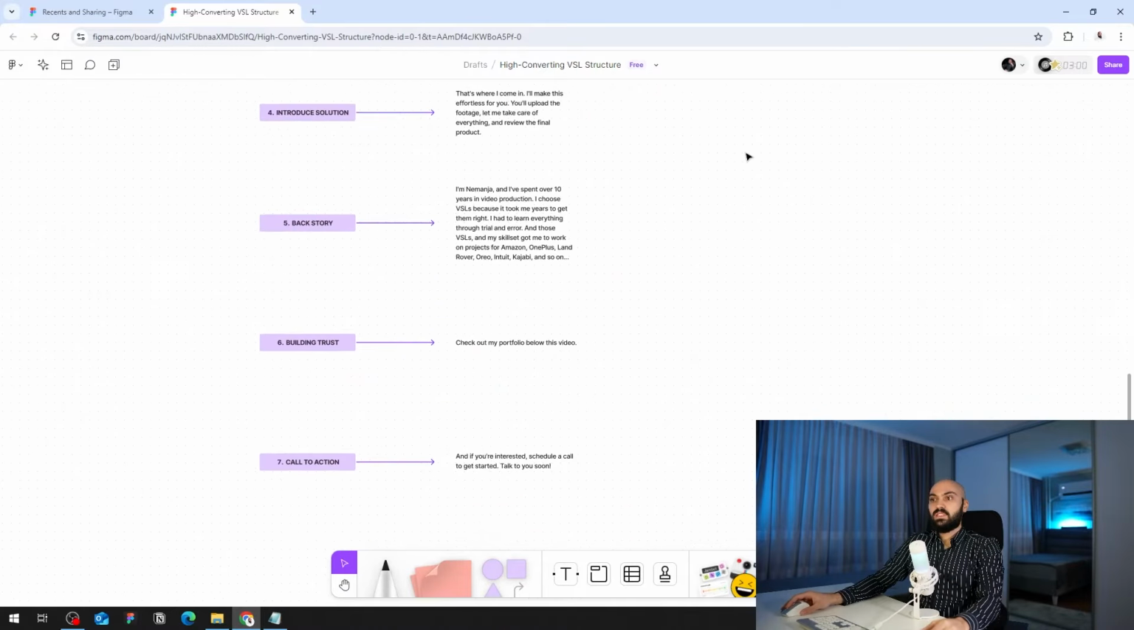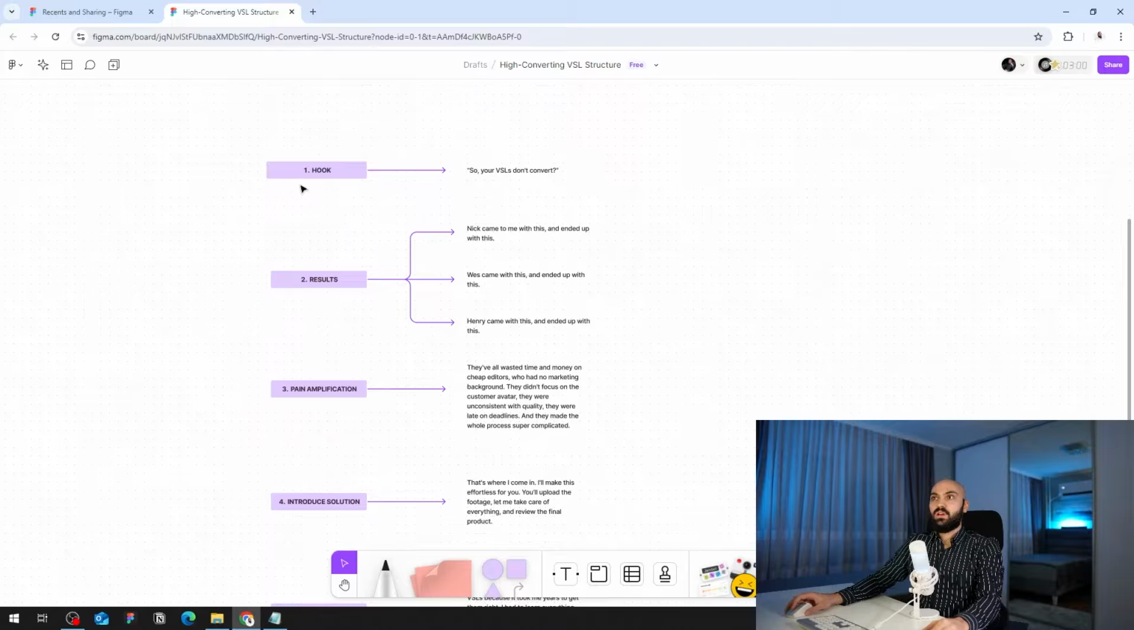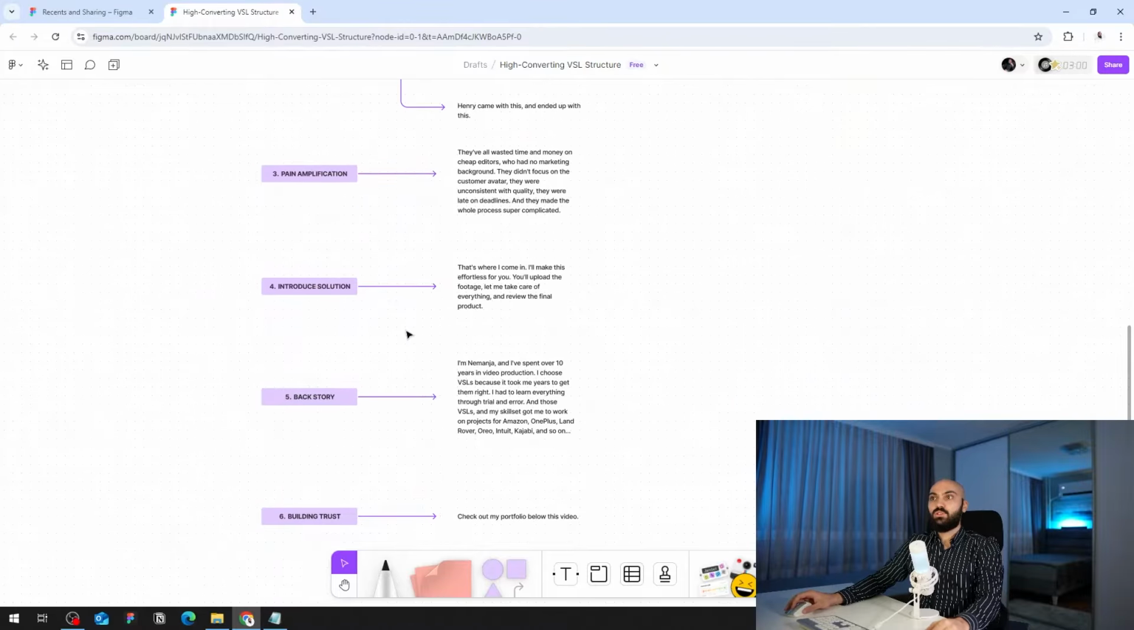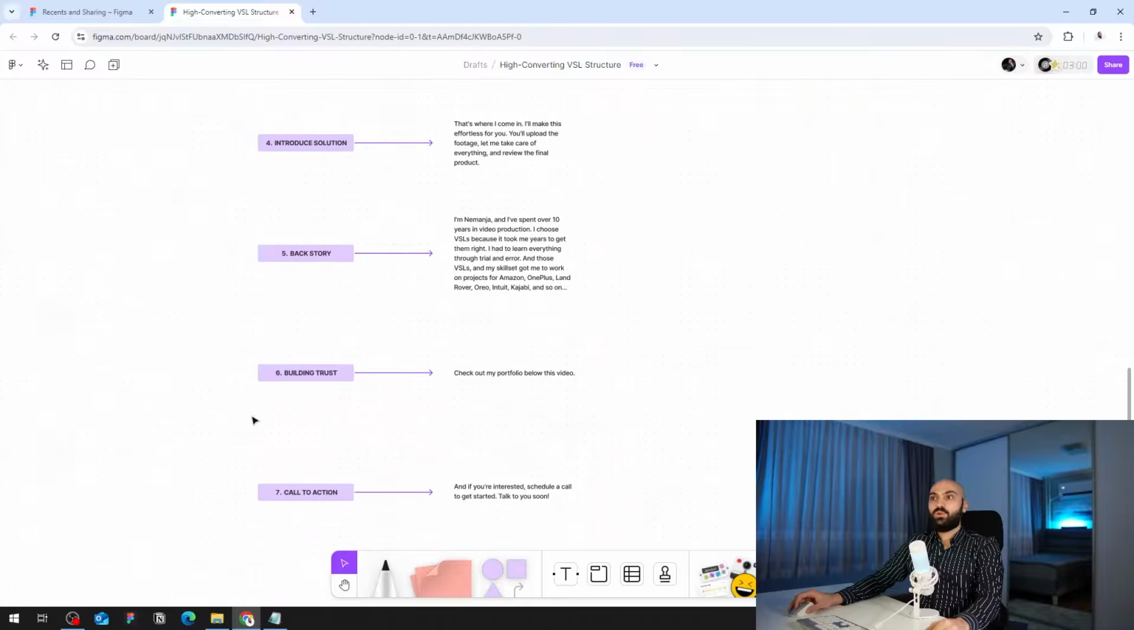So we have 7 steps to it: hook, results, pain amplification, solution introduction, backstory, trust building, and call to action.